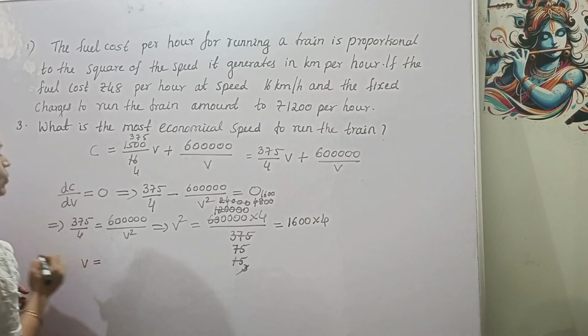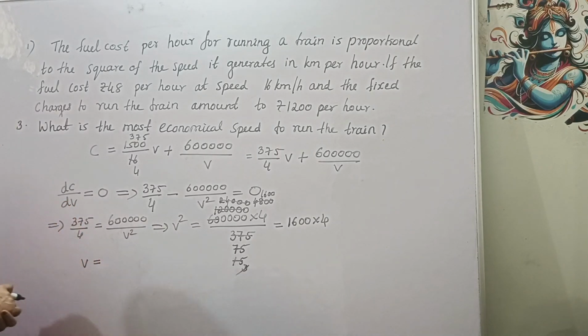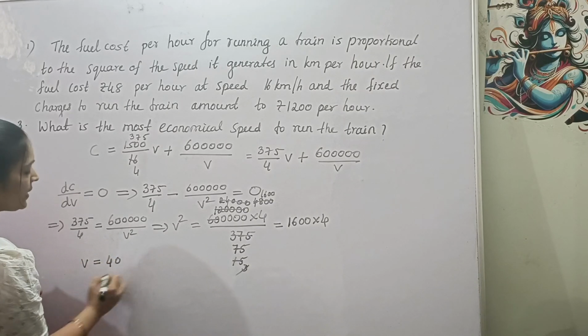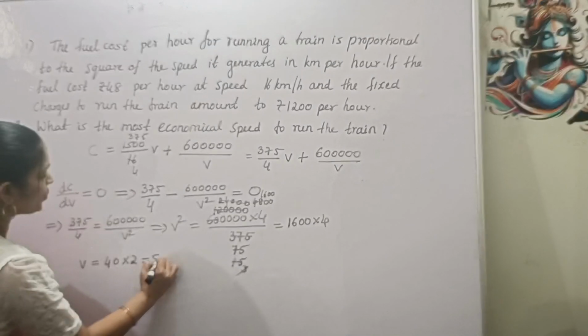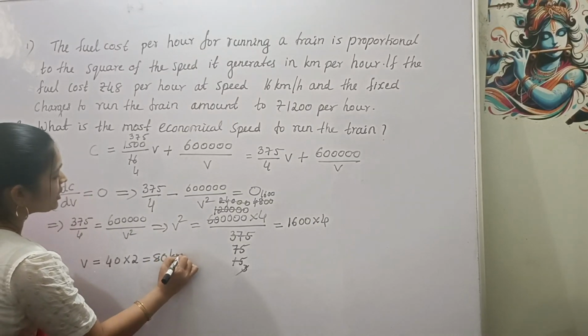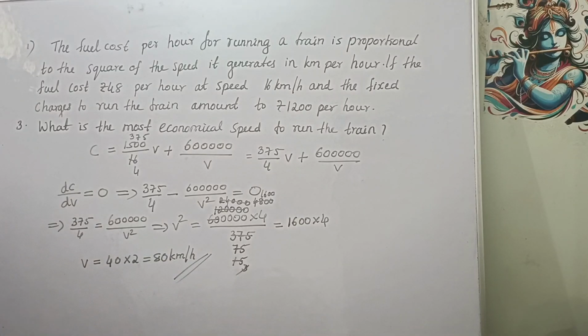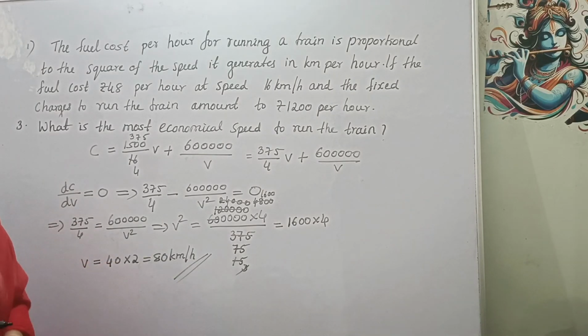So V is equal to square root of 1,600 into square root of 4. Square root of 1,600 is 40, right? Into square root of 4 is 2. That is equal to 80 kilometer per hour. That is, the most economical speed of the train is 80 kilometer per hour.